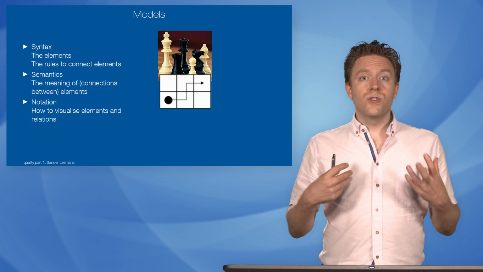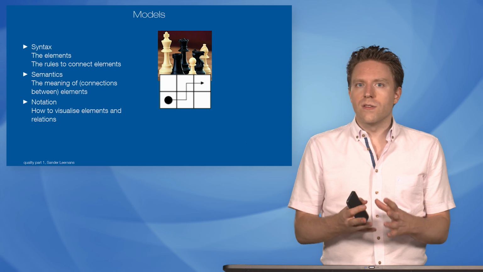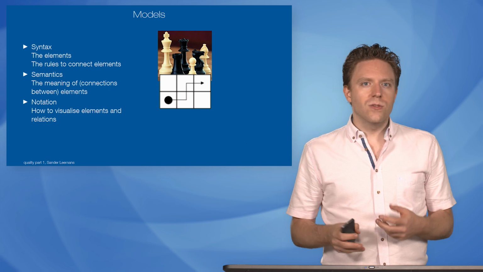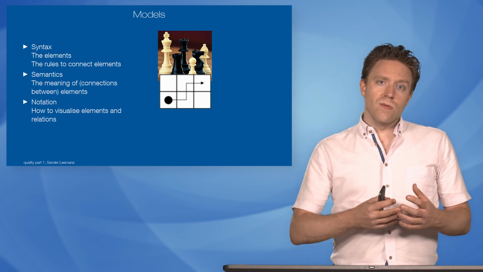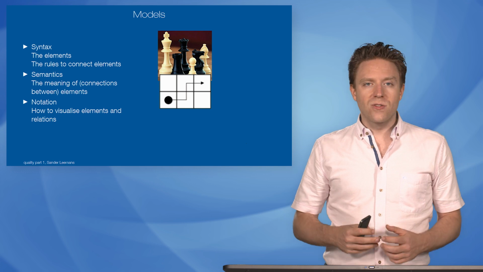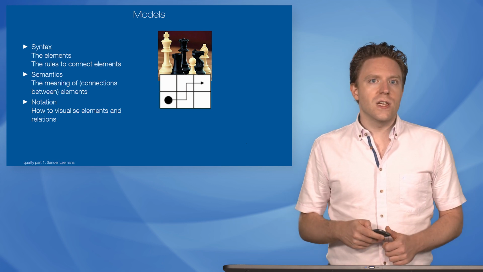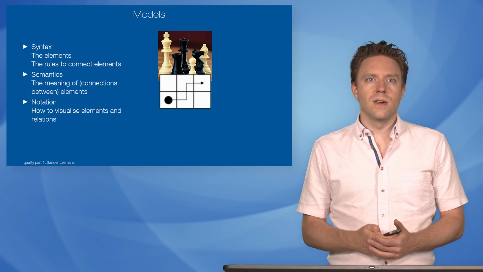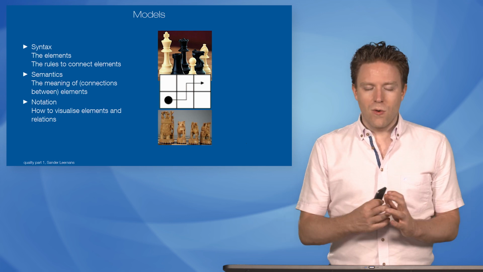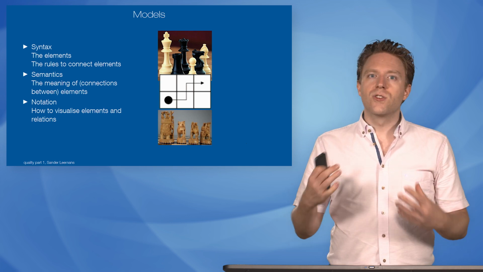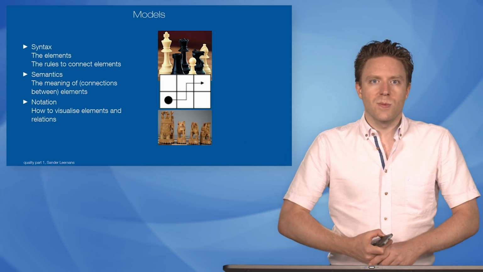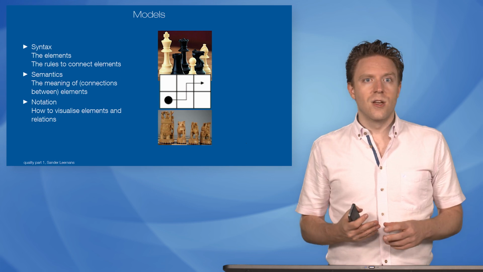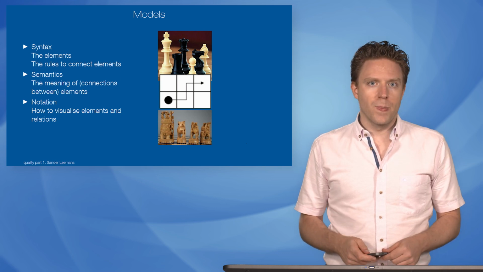Finally, we need notation. So these first 2 are abstract concepts where we don't really have any way to write them down or to represent them. And the notation tells us what it actually looks like in practice. So for chess, on the first picture here, we already have an example of basic types. But below, we see a picture of more exotically looking chess pieces. And these chess pieces have the same syntax, the same semantics, but a different notation.